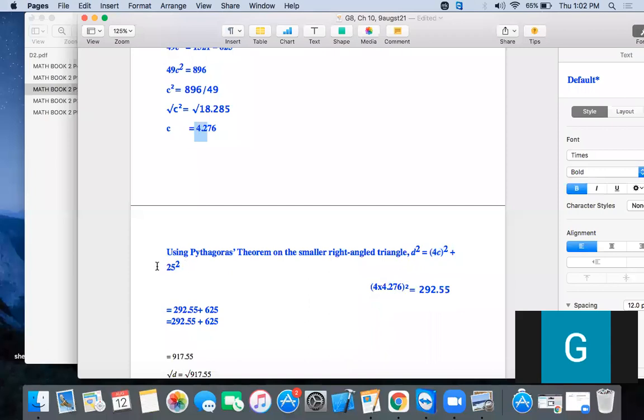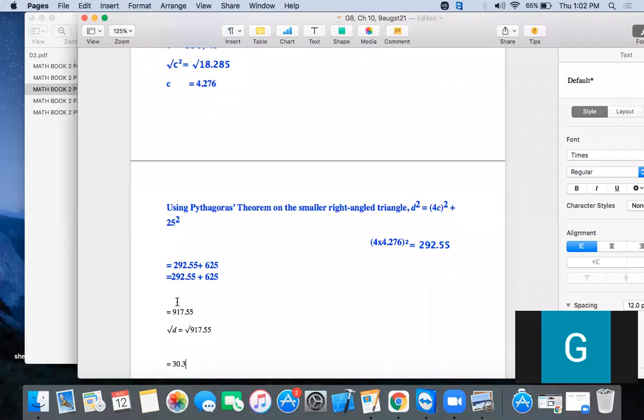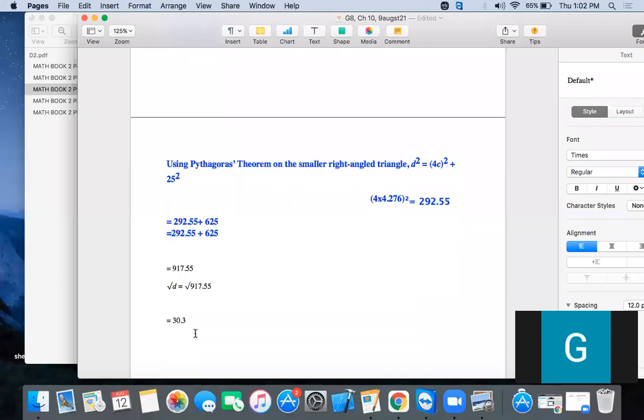After taking this, this value you write here and square 25, that is 625. Add them, and what you get as the answer is this. Now taking root on both sides, after taking root your answer will be 30.3. Hope it's clear to you.